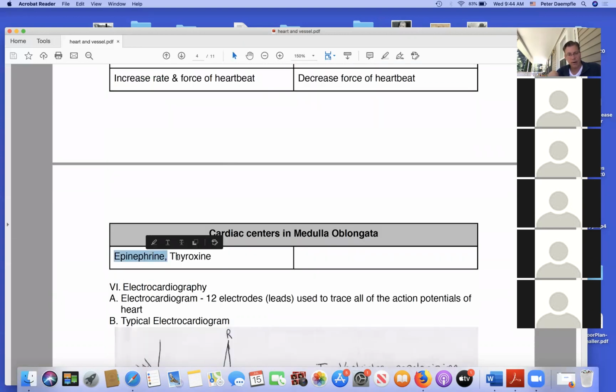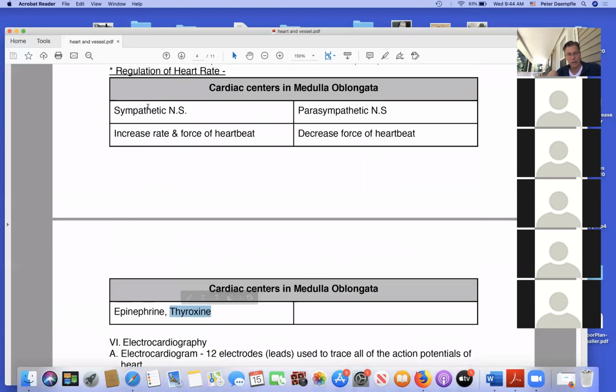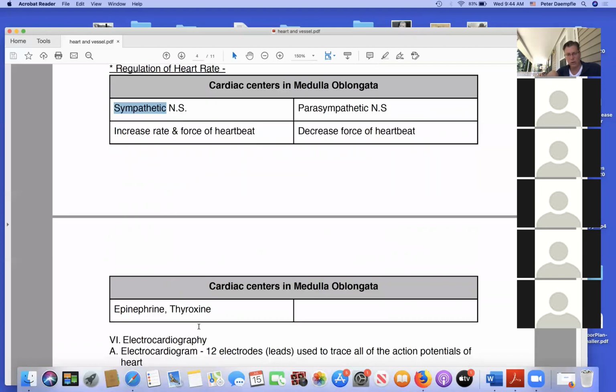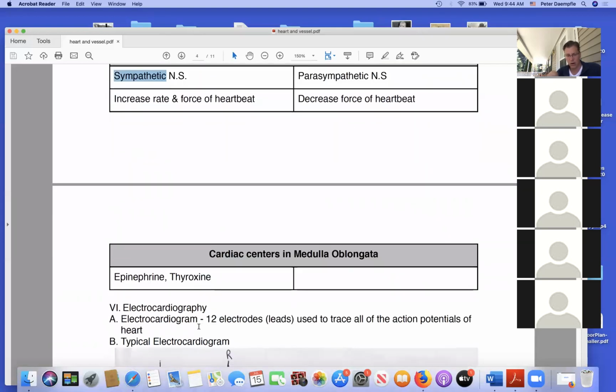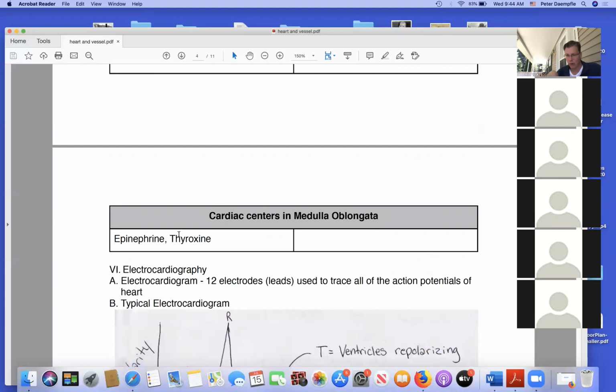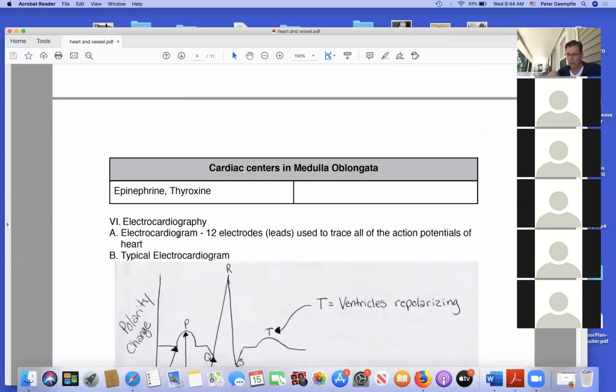And epinephrine and thyroxine are examples of sympathetic hormones given off by the body to also control the heartbeat. Epinephrine and thyroxine both increase the heart rate. Okay, they're both hormones that we talked about that increase the heart rate.